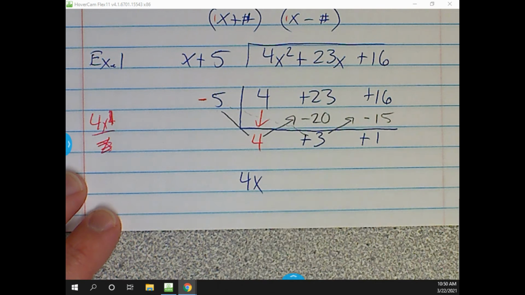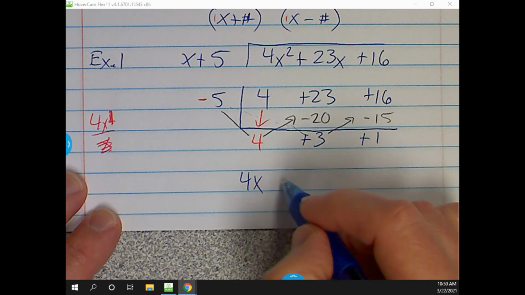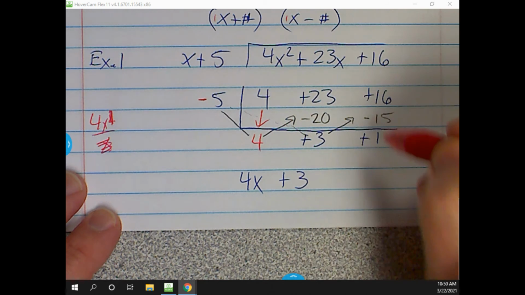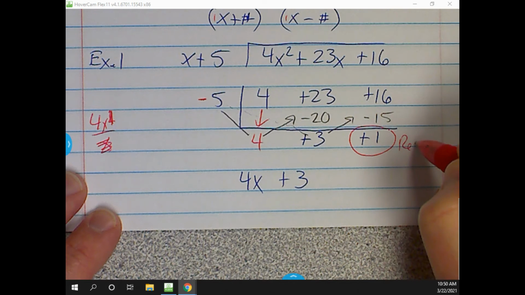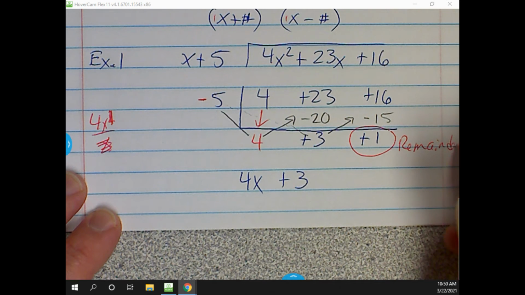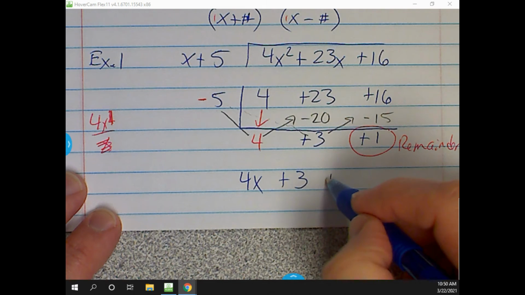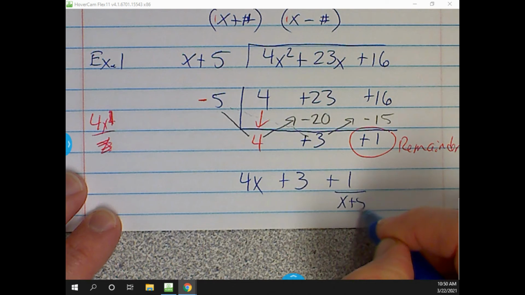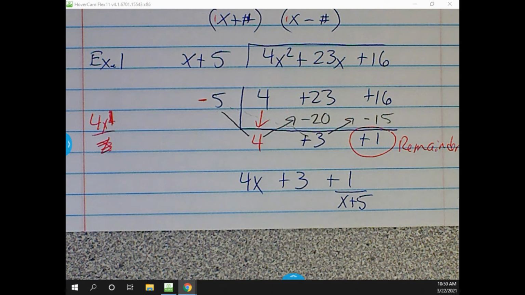So this is going to be 4x. This one's also going to be 1 less power of x. This is going to be plus 3. And the last number that's here, this is always the remainder. So then we're going to write this number, this plus 1, and we're going to put that over what we were divided by, which was the x plus 5. All right, and that should be the final answer.